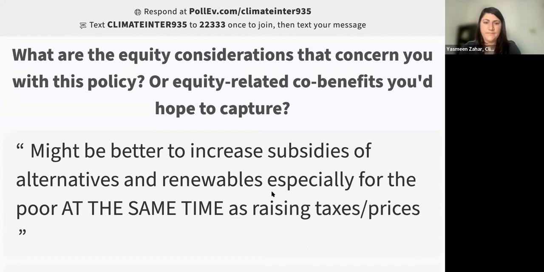So how do we couple a carbon price, which might increase the cost of energy, with subsidizing renewables, so that perhaps you have more access to energy in a way that isn't really hiking up your bill too much?